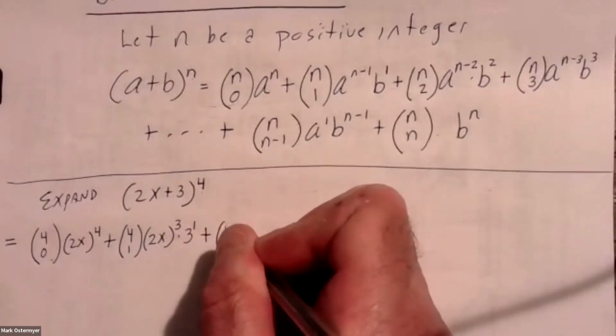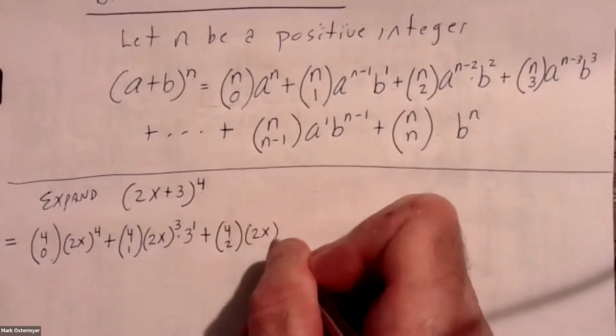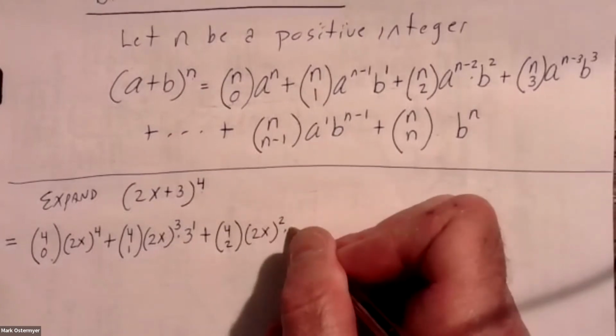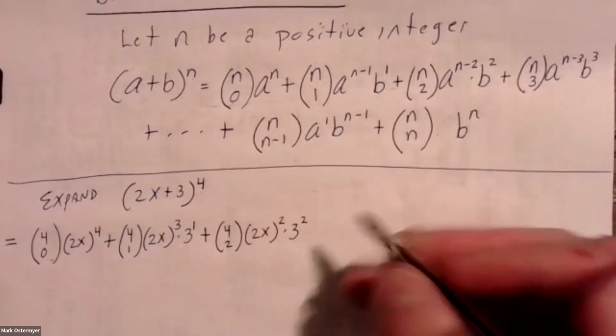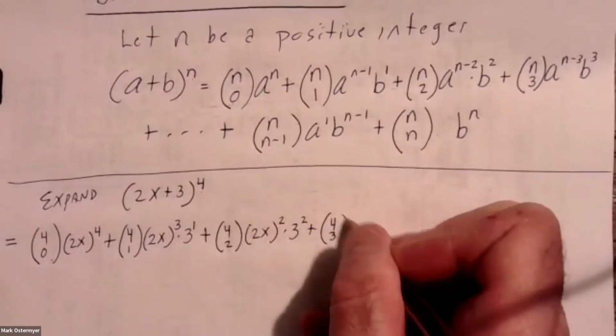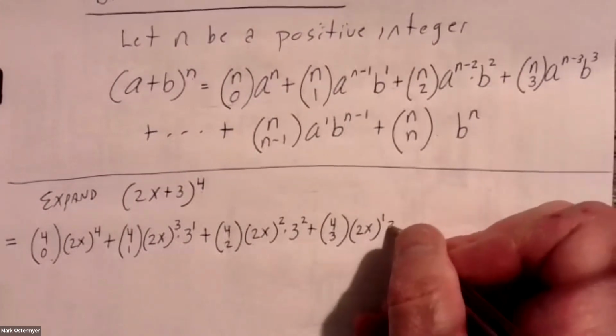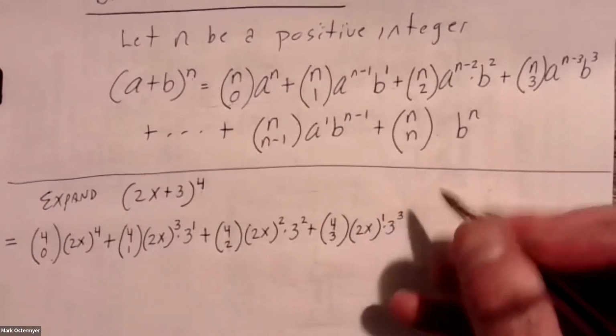Plus, the next coefficient would be 4 in combination with 2 times the first term's power decreased down to the second power, and the second term's power increased to the second power. Plus, the coefficient for the next term is 4 in combination with 3. First term's power decreased down to the first power, and the second term's power increased to the third power.